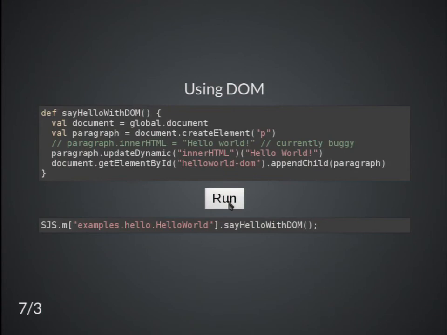Okay, so this was about the not fun part. This starts to be fun because we're going to use the DOM. So I can use a document, use it to create an element. Currently, there's a problem with assigning to a field of a dynamic JavaScript thing, but it's going to be fixed at some point. And this just manipulates the DOM and adds that hello world there.